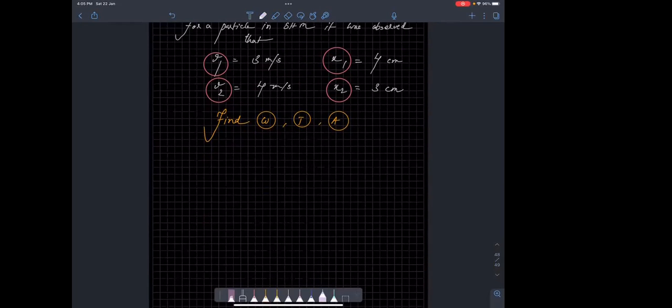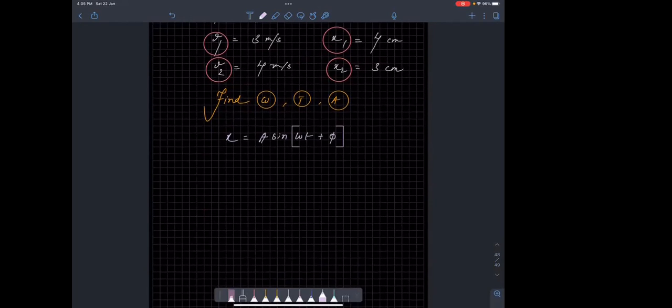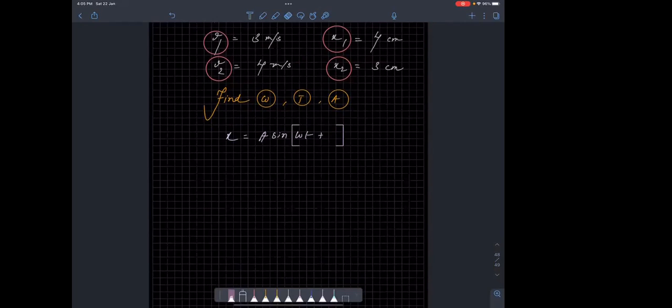What is x equal to? A sin(omega t plus phi). Now two equations we have to put, x1 equal to, then x2 equal to. Oh, wait, no. Before that, let me derive one relationship. Let me derive. And v equals A omega cos(omega t plus phi).